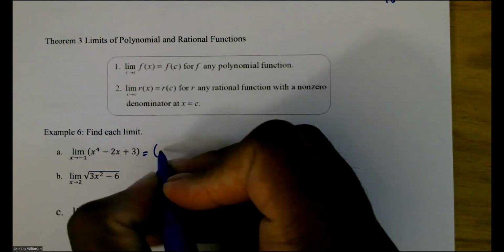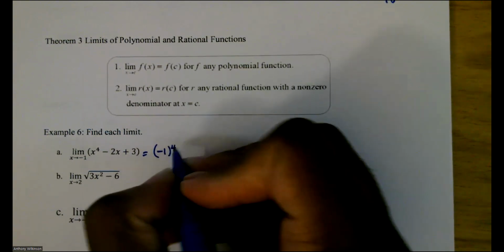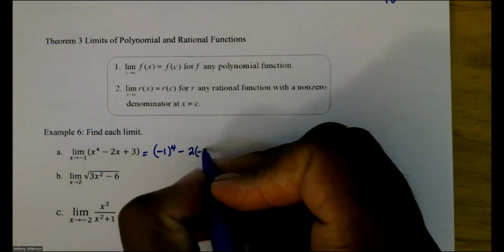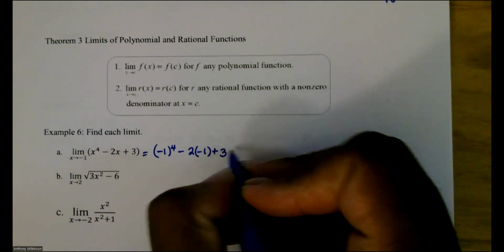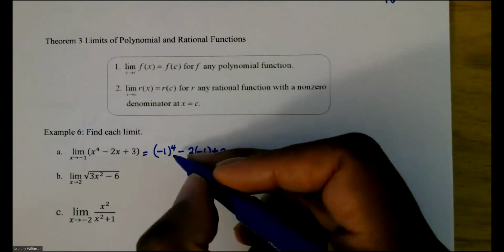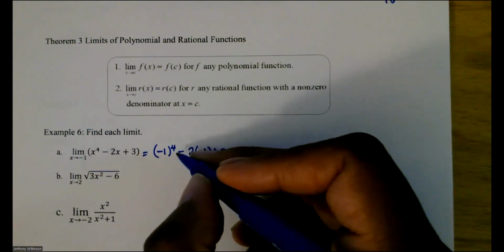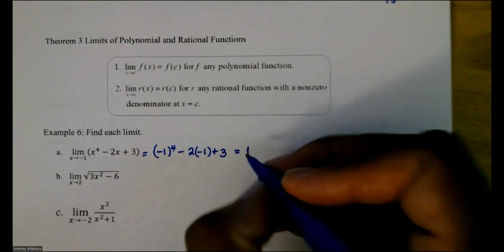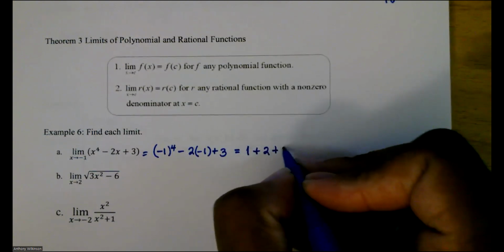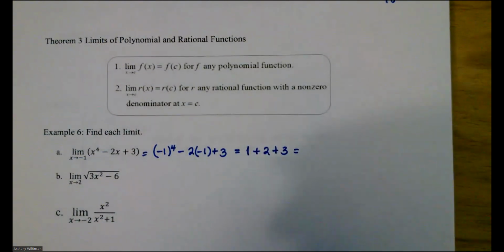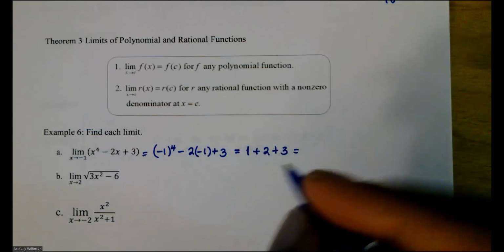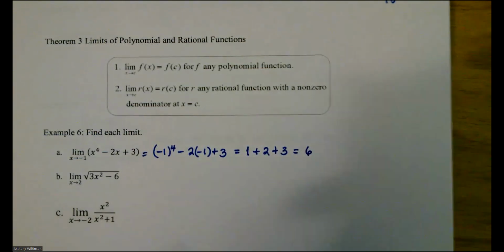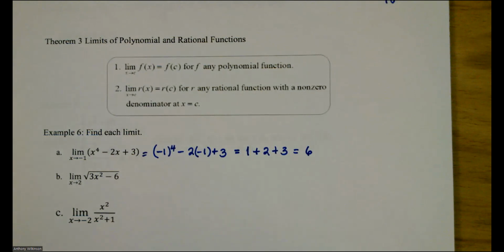So that means this will be negative 1 raised to the 4th minus 2 times x, which is negative 1, plus 3. Now, a negative to an even power is going to be positive, so negative 1 raised to the 4th will be positive 1, minus 2 times a negative 1 will be plus 2, and then plus 3. So 1 plus 2 will be 3, and then 3 plus 3 is 6. So the limit as x approaches negative 1 of x to the 4th minus 2x plus 3 ends up being 6.